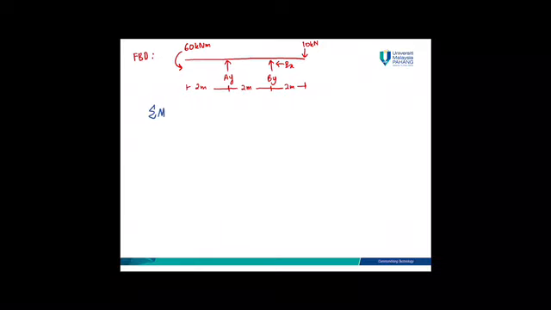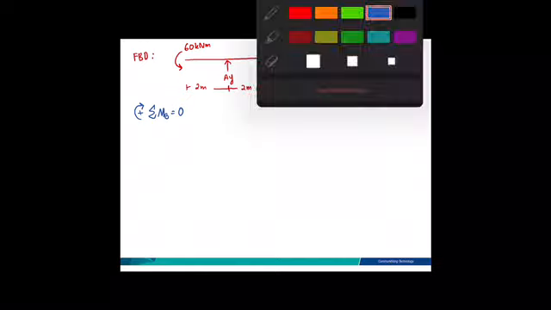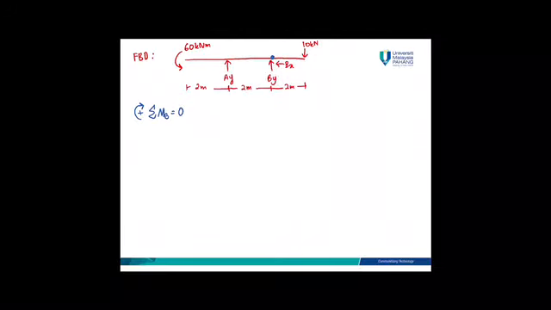Summation of moment is equal to 0. We take moment at B. Summation of moment at B is equal to 0. My definition is clockwise positive. If you are familiar with counterclockwise positive, then you can use that. Remember, moment is equal to force times perpendicular distance.